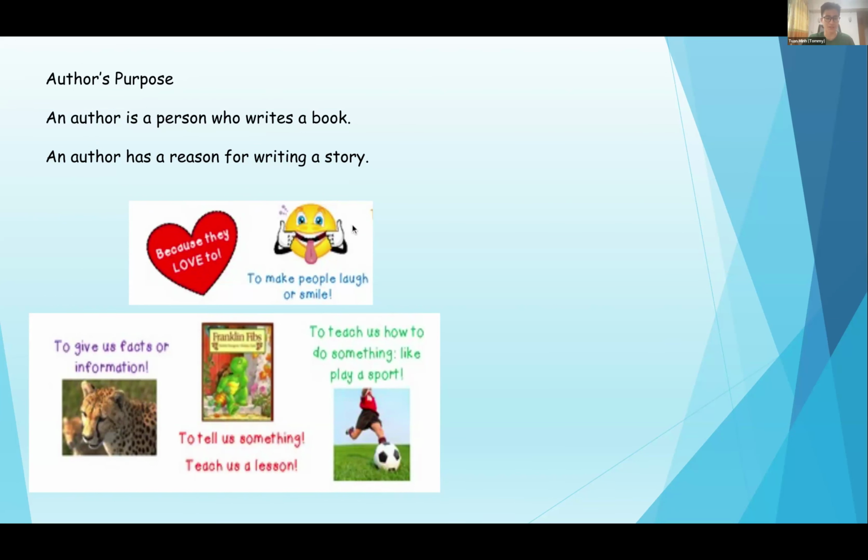For example, funny stories are made to make people laugh, or to give them facts or information, or to tell us something or teach us a lesson, like the comic books or the fairy tales that you have read, or to teach us to do something. For example, like playing a sport or cooking a dish.